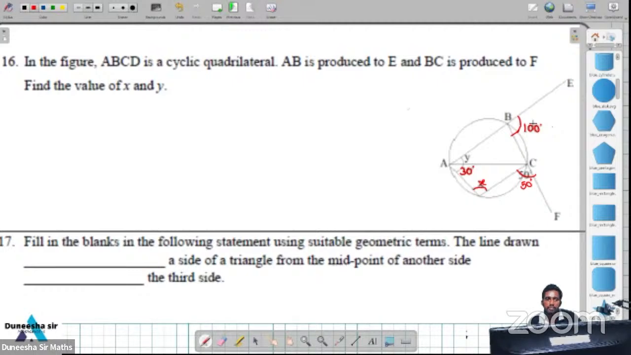In the figure, ABCD is a cyclic quadrilateral. ABCD. This is the D point. Okay. AB is produced to E. BC is produced to F. Find the value of x and y. x and y.